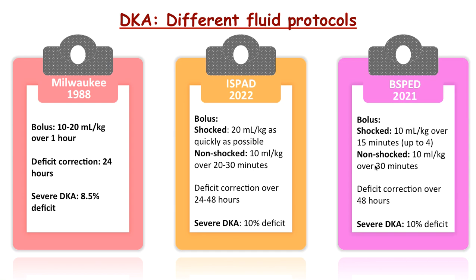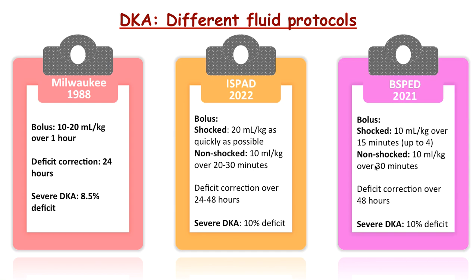The BSPED guideline differs from ISPAD in that once the patient comes to you in a shock state, you give a 10 ml per kg bolus over 15 minutes. So they have specified the duration also, that it has to be given over 15 minutes and not as quickly as possible. And then they further say that if the shock is not resolved by then, you can repeat these boluses and up to 4 boluses can be given. So up to 40 ml per kg can be given to these patients over 1 hour. If the patient is non-shock, then you can give 10 ml per kg over 30 minutes. Again, they are more specific than ISPAD, which says over 20 to 30 minutes.